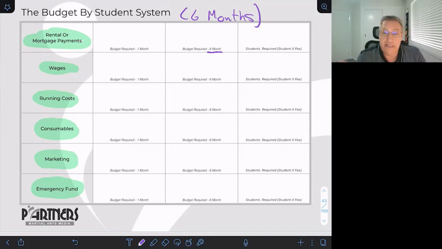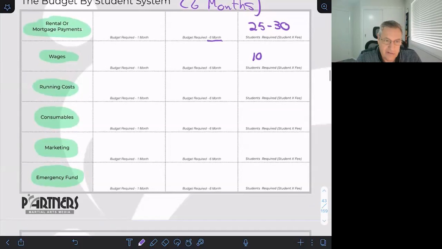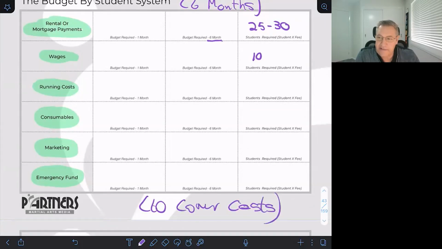So how you work that out depends on what you're going to charge. Your rent should be around 25 to 30 students, and your wages might be maybe 10 students. It's hard until you get the exact dollar figures for filling in the blank. But generally you need around 60 students to cover your raw costs. So if you can get 50 people on a trial and 40 of those join before you even kick off, well, you're way in front.